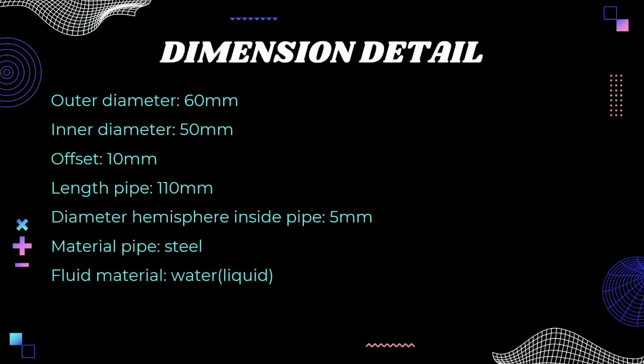Dimension details for the dimple pipe: the outer diameter is 60 mm, the inner diameter is 50 mm, and the offset is 10 mm. Pipe length is 110 mm, and the diameter of the hemisphere inside the pipe is 5 mm. The material for the pipe is steel, and the fluid material is of course water or liquid.